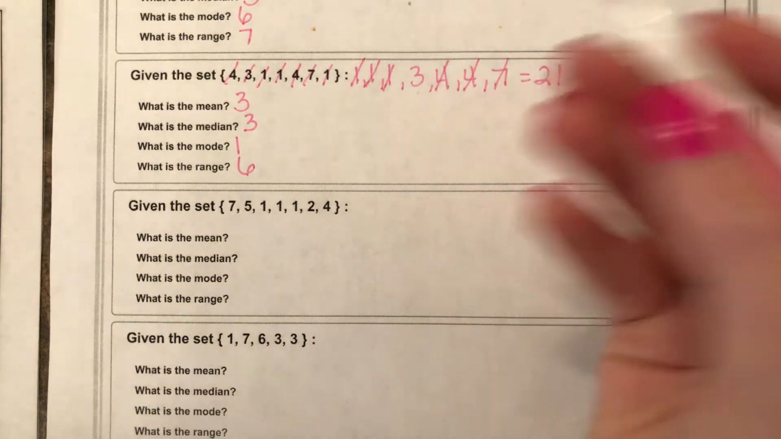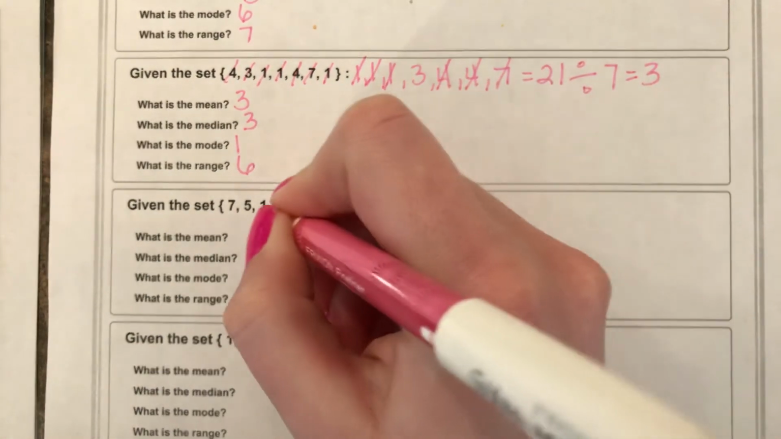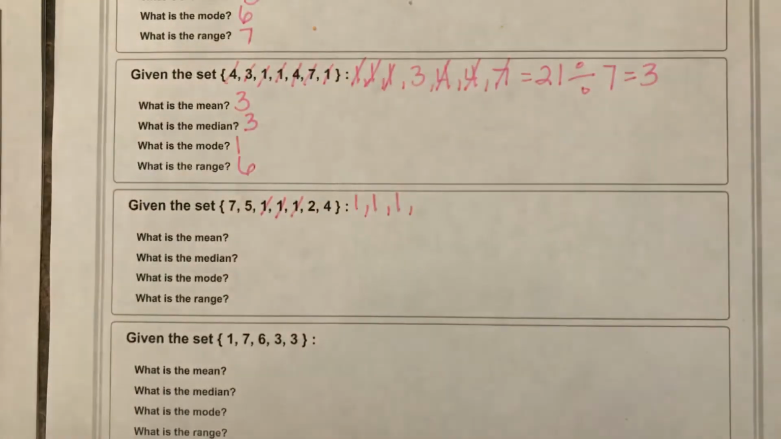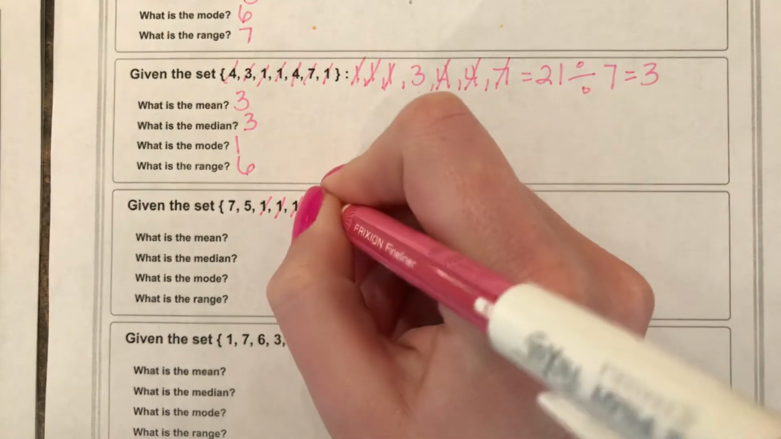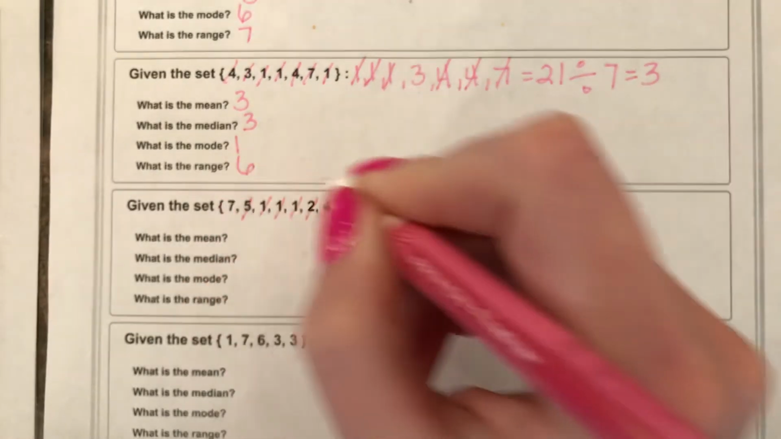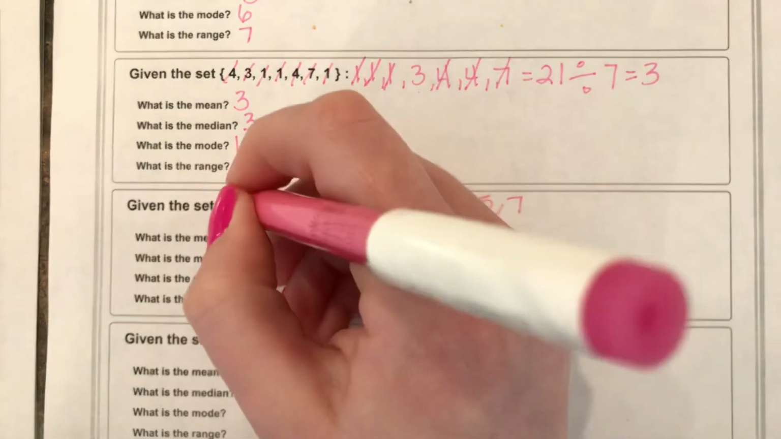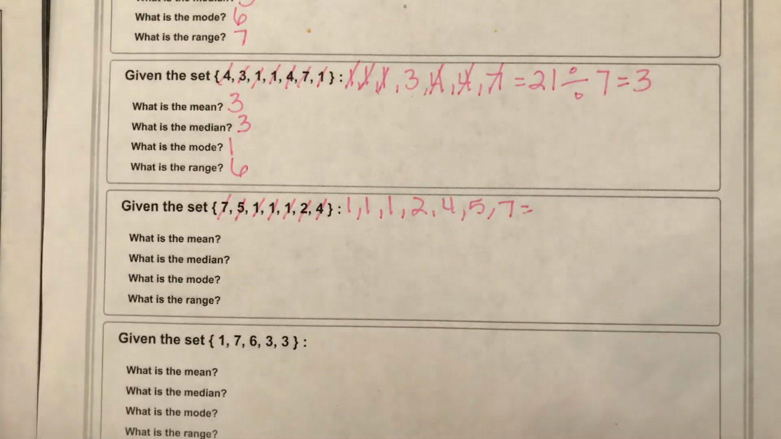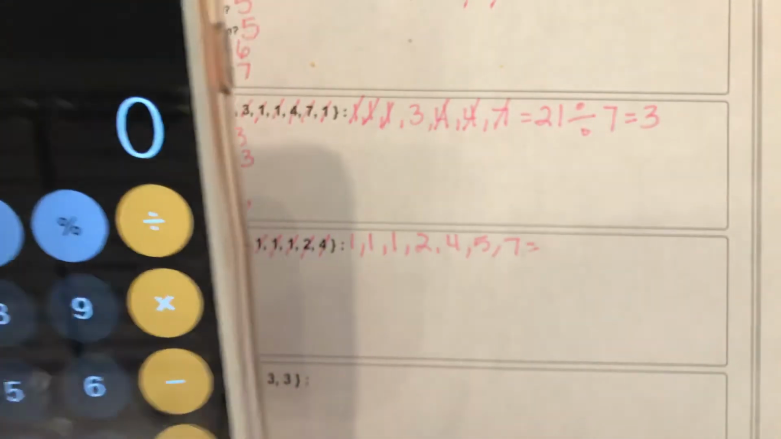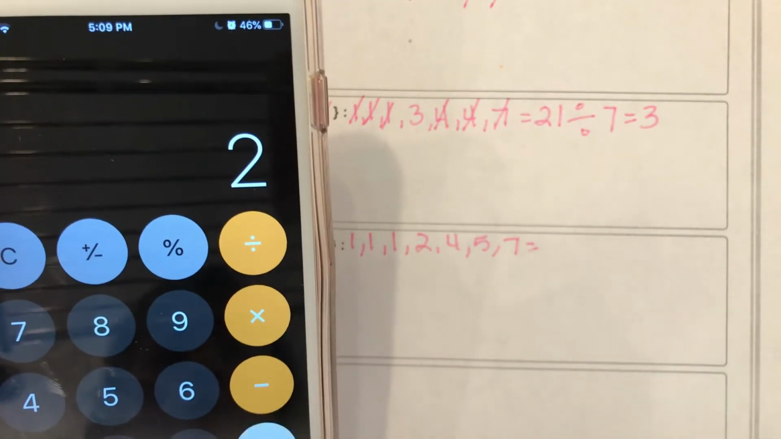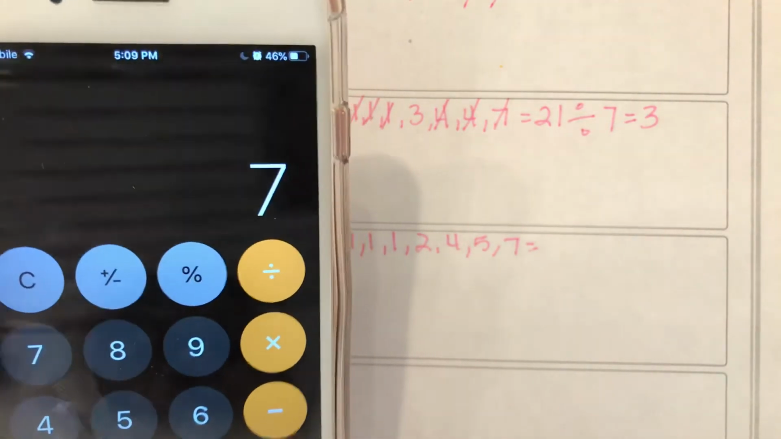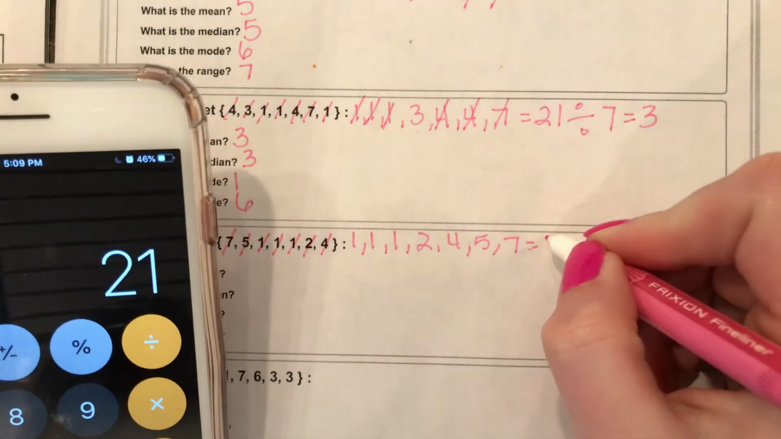Box number 4, putting our numbers in order. Again, we have several 1s. Okay, so I got them all. I've got a 2, a 4, a 5, and a 7. All right, I'm good to go. I'm ready to add. All right, so 1 plus 1 plus 1 plus 2 plus 4, 5, and 7. Gives me a 21 again, just like the other one.